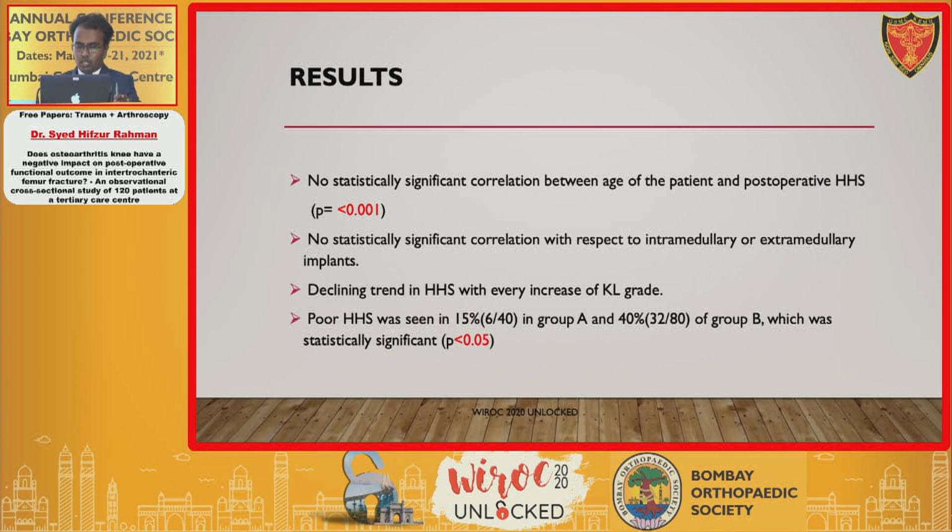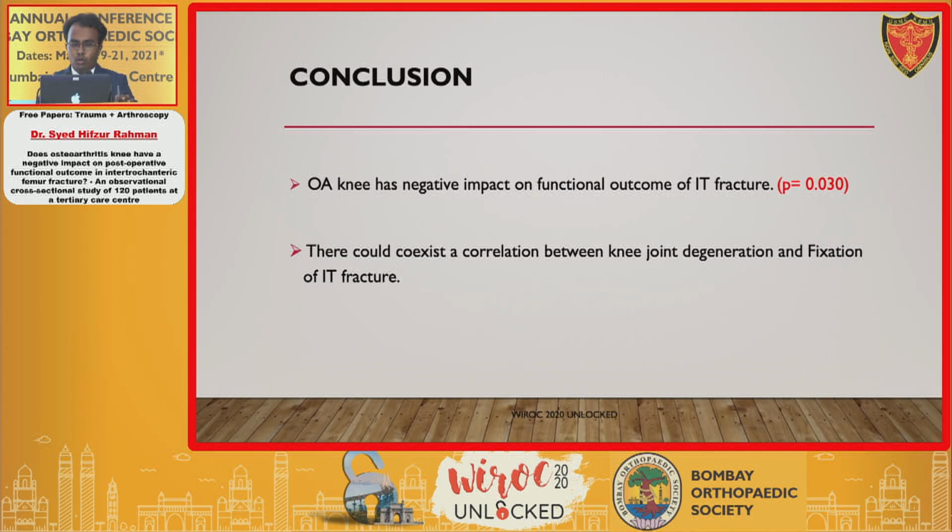A poor Harris hip score was seen in 15% of the group A patients, that is the non-arthritic group, and in 40% of group B, which is the arthritic group, which was statistically significant. So we conclude that osteoarthritis of the knee has a negative impact on the functional outcome of intertrochanteric fractures. There could coexist a correlation between knee joint degeneration and hip fracture in intertrochanteric fractures.